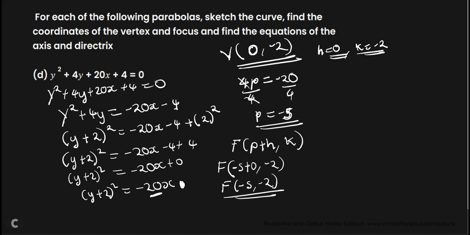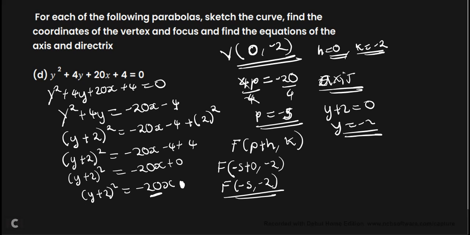After finding the focus, we can also find the equation of the axis. Which one is squared? It's y. So y plus 2, all of those are squared, so y equals negative 2. So that's your equation of the axis, right? We have the vertex, we have the focus, and we also have to calculate the directrix.